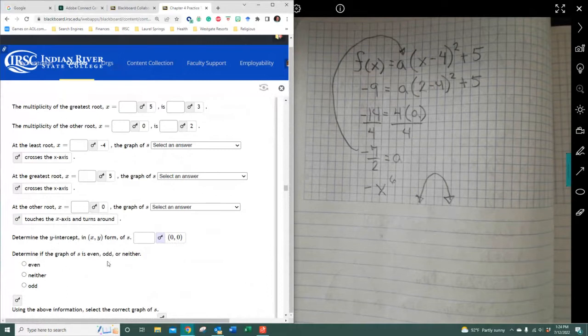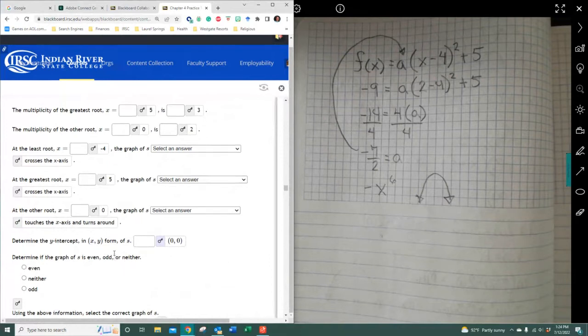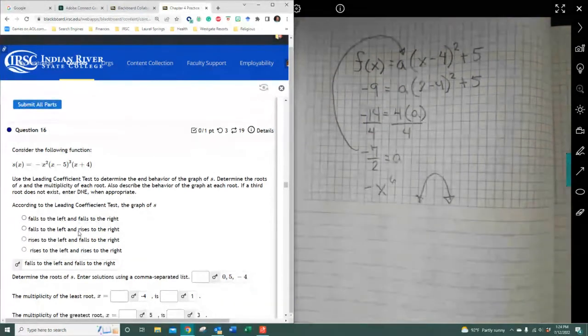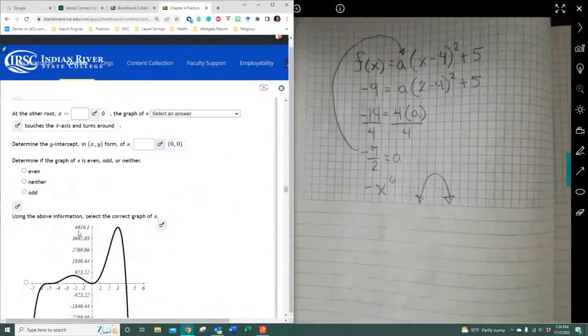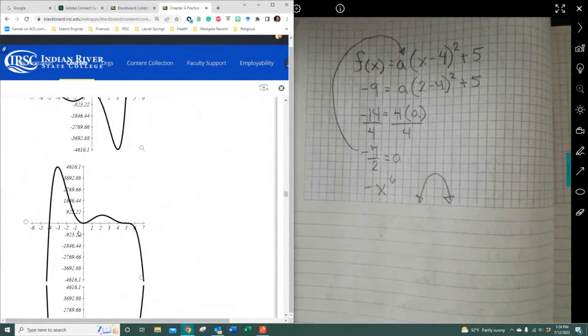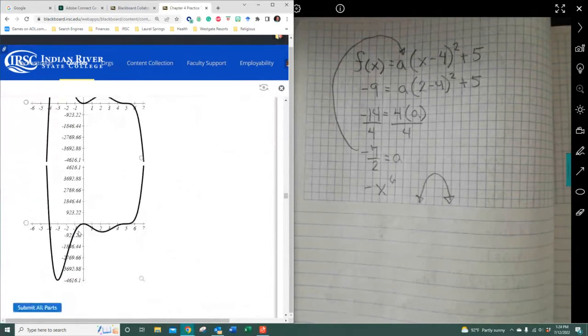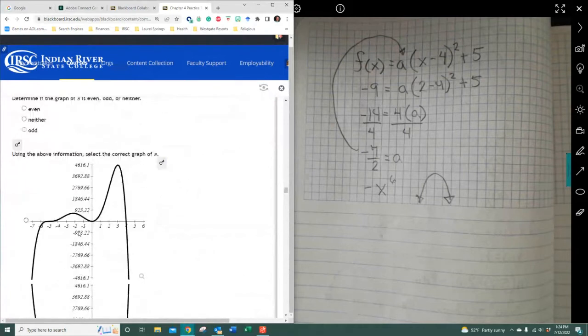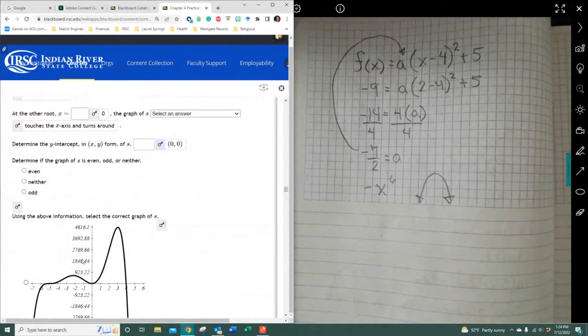Determine if the function is even, odd, or neither. With a graph such as is given here, we could graph it, and graphing it will lead us to realize that it's one of these graphs down here. The best thing to do is put it in your graphing calculator. However, we know that it's not going to be an even or odd function because it doesn't have any symmetry. So this is going to be neither.